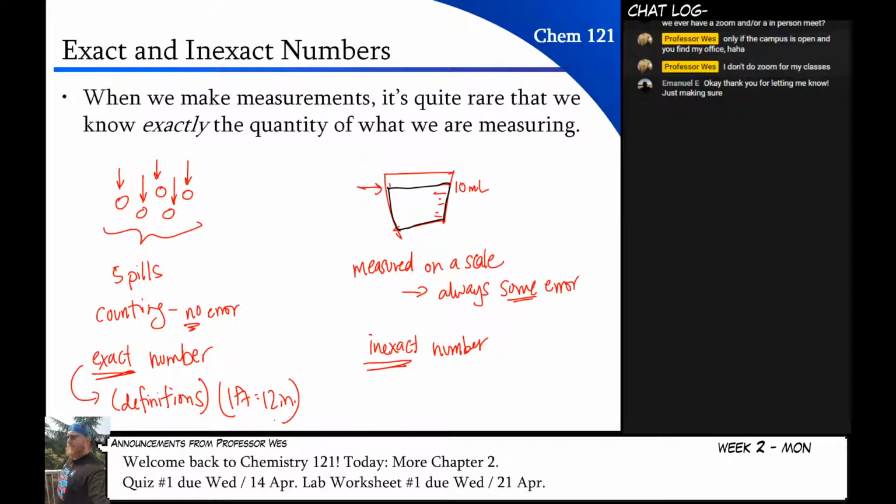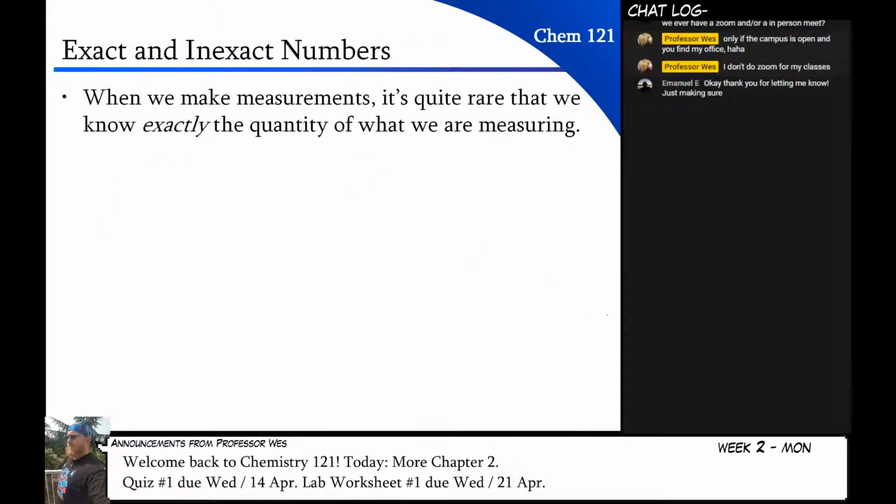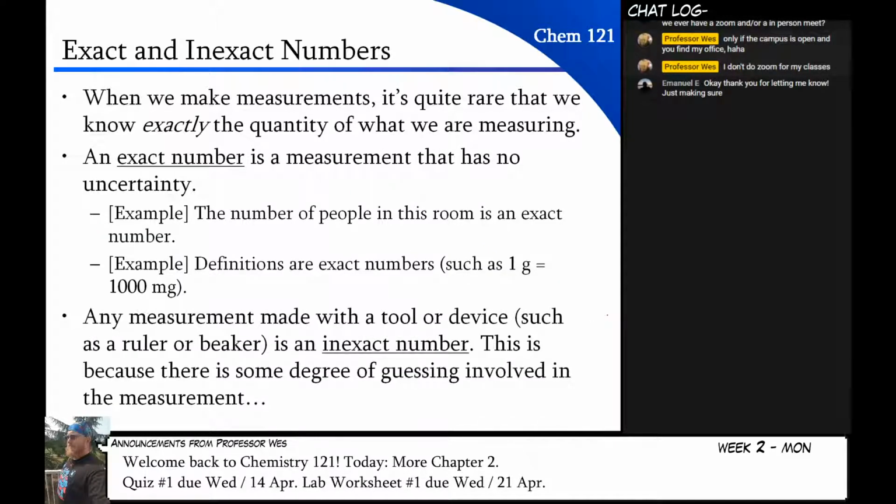All other numbers that use scales or balances or tools to be measured are going to be inexact. So be mindful of the situation that you're looking at when you are doing the measurement.